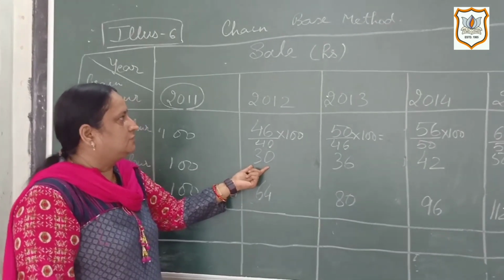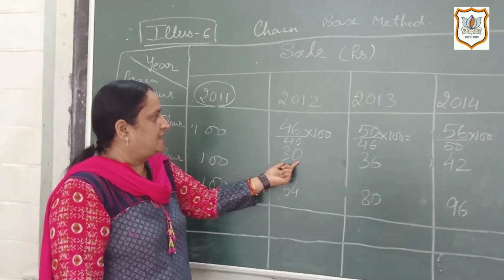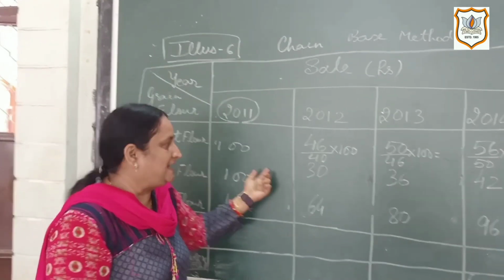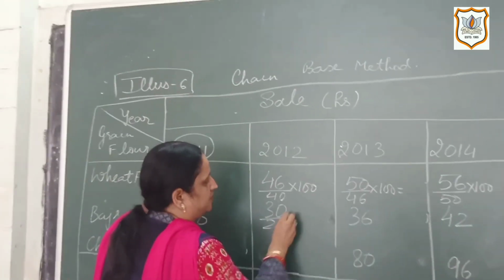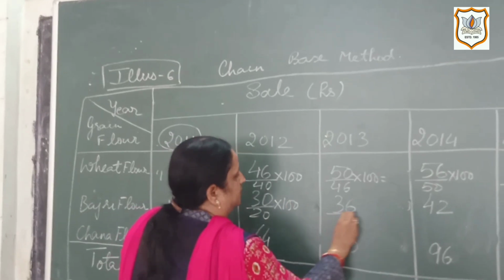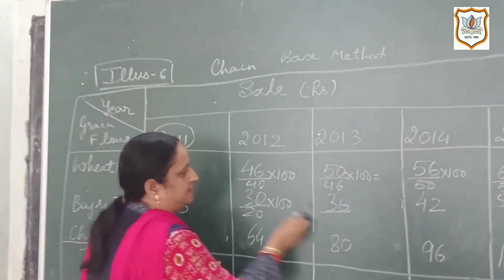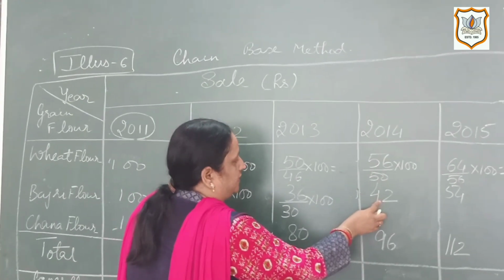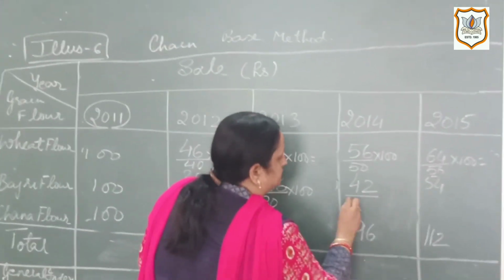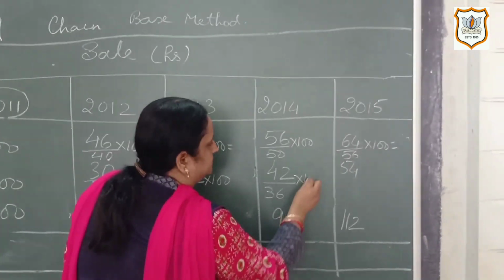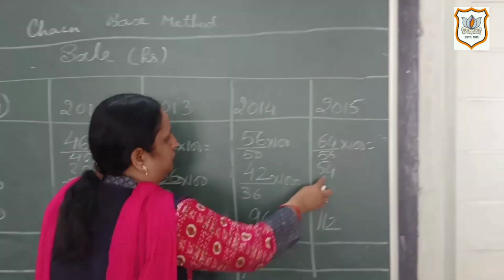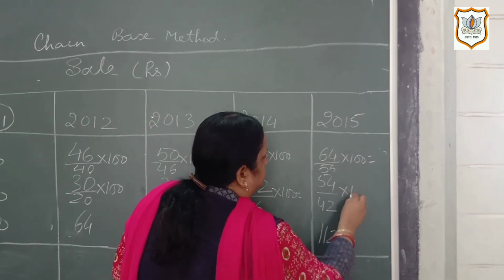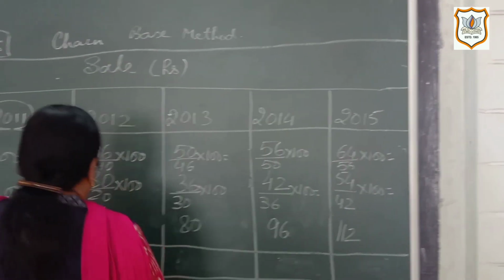Similarly, for 2012, this value is 30 and the previous value which was there in 2011 was 20. So 30 upon 20 into 100. 36, the previous one is 30, so 36 upon 30 into 100. 42, the previous is 36, so you will have 42 by 36 into 100. For 54, previous is 42, so 54 upon 42 into 100.